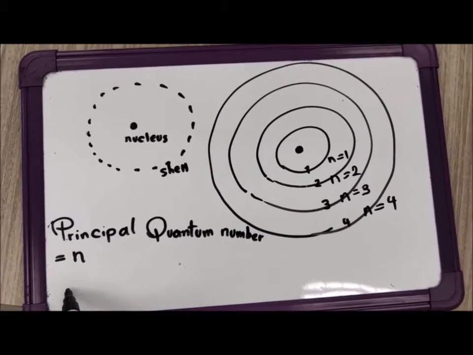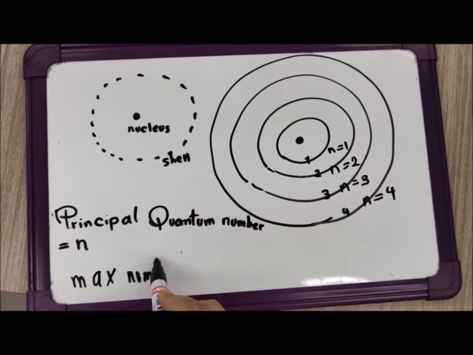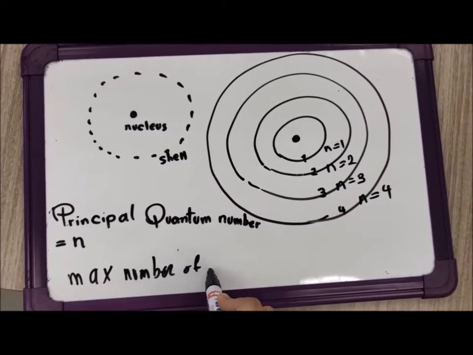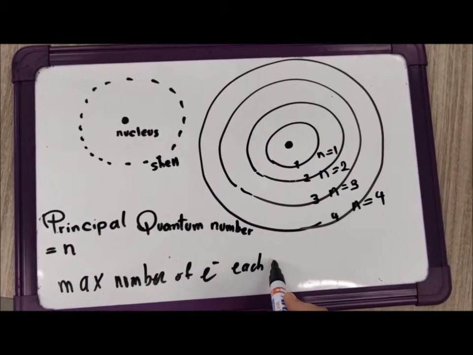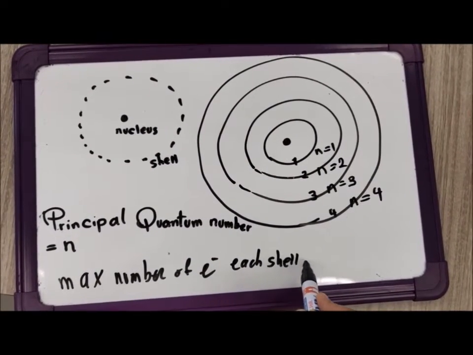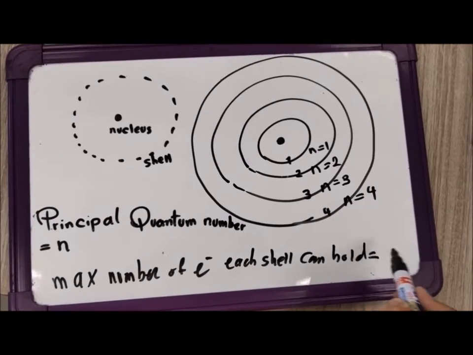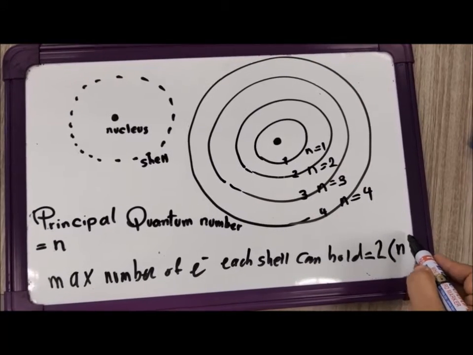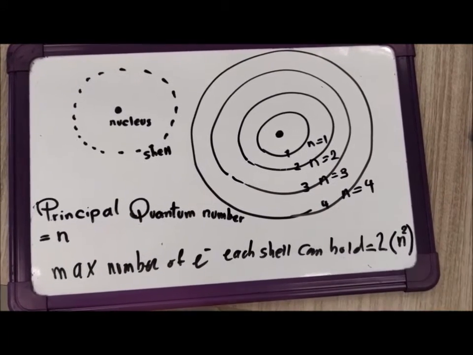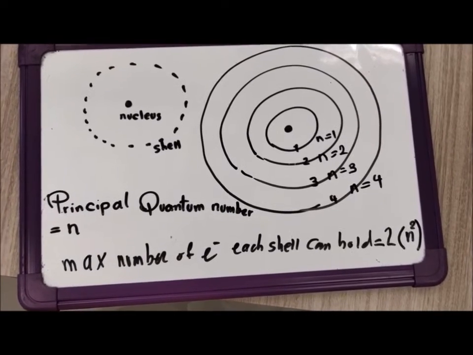This is the formula. The maximum number of electrons each shell can hold equals 2 times n squared. Okay?